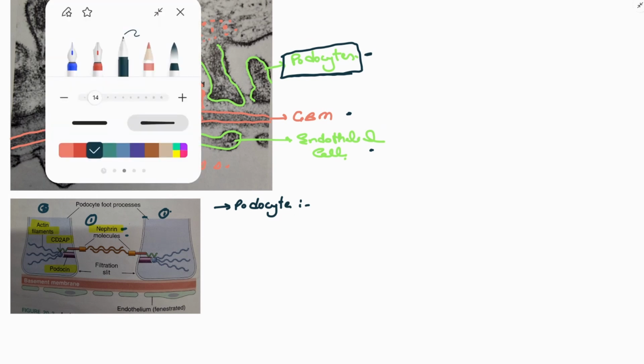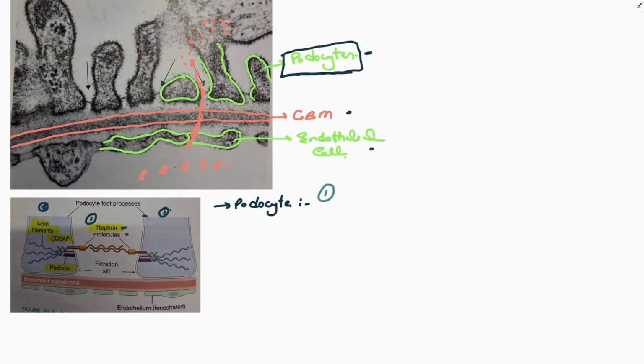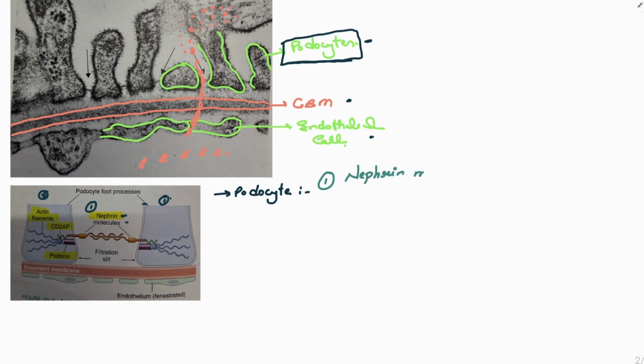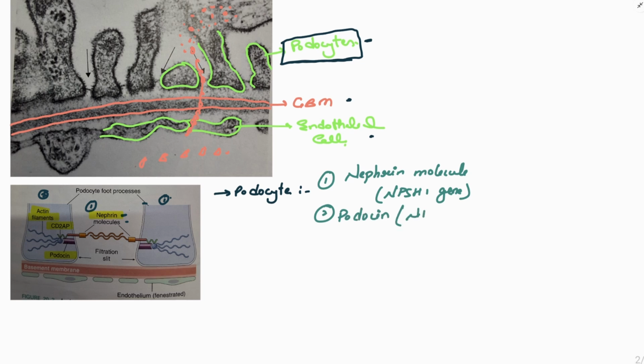Let me write them here. So there are 4 types of proteins. First one is nephrin molecule, which is encoded by the NPHS1 gene. Second one is podocin, which is present inside the podocyte and which is encoded by the NPHS2 gene. Third one is actin filament. And the fourth one is CD2AP. So these are the proteins that are present in the podocytes.